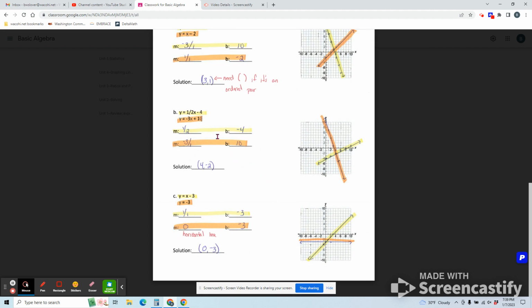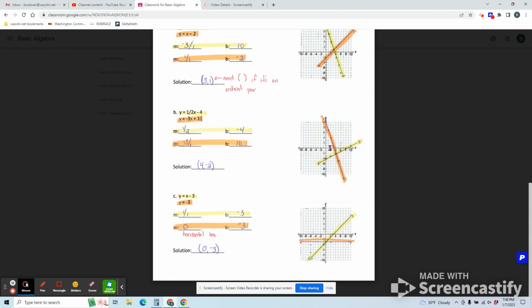Letter B, same idea. So yellow goes with yellow, orange with orange. I went ahead and I graphed it. I tried to put as many points as I could on it to make my lines very accurate. You should do the same. And then I have that they intersect once. There is one solution, and I want to know what that solution is.